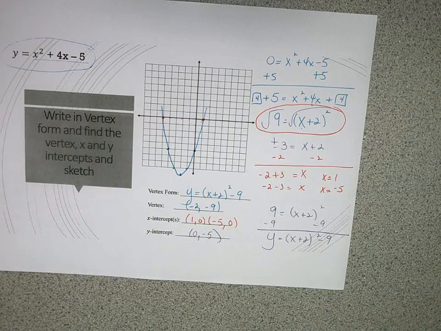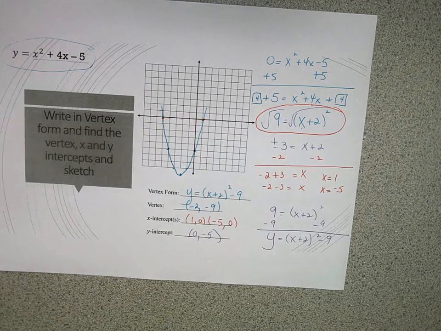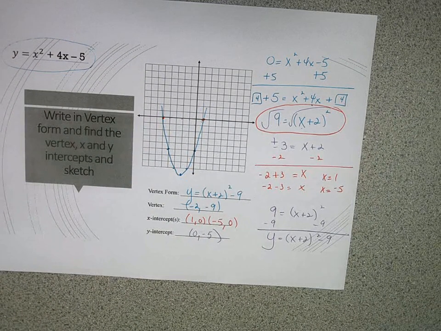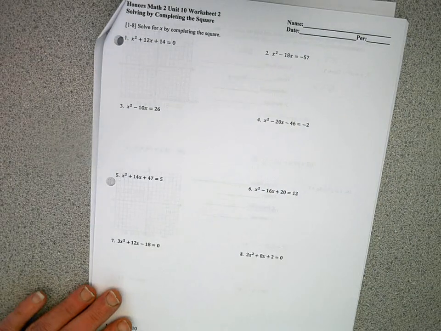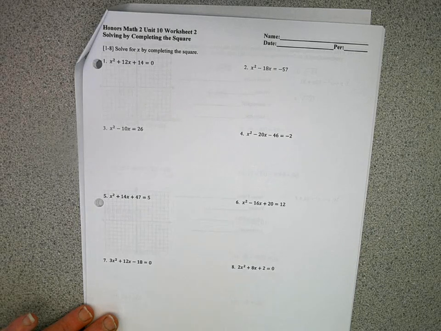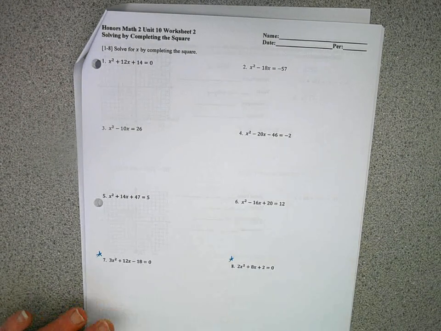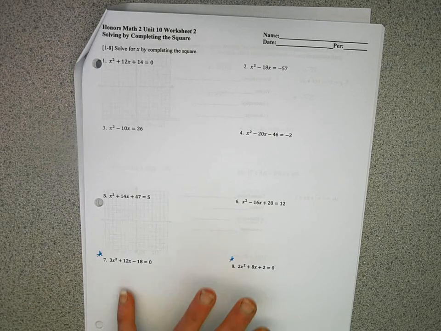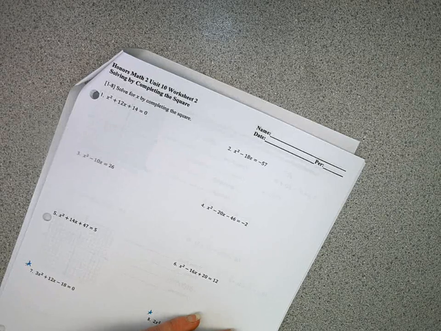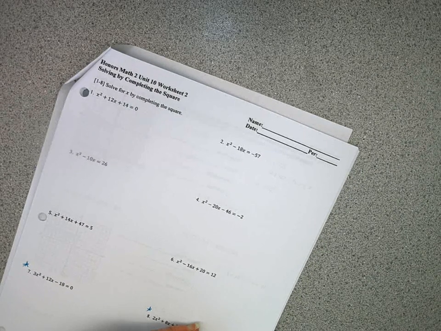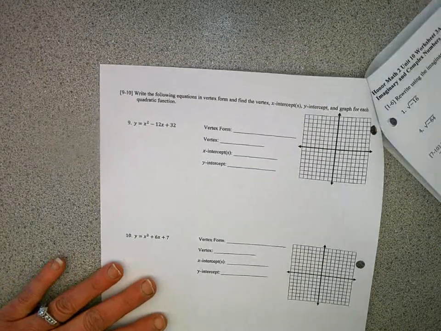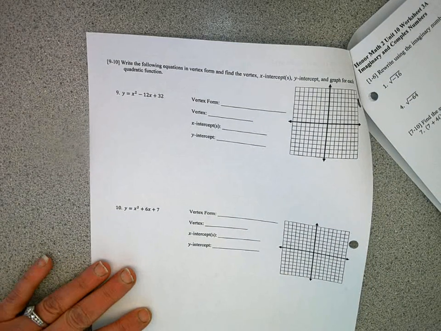Okay, once you're done with that, pull out your homework and let's just talk about it really quick. It's pretty much like what you guys just did. If you look at it, this front is just solving by completing the square. You should get 2 answers, plus or minus, every time. Be careful in those because they have a coefficient. And then I gave you 2 graphs to do. The graphs on the back are the same thing. Put it in vertex form, find the vertex, x-intercept, and y-intercept on both of those.